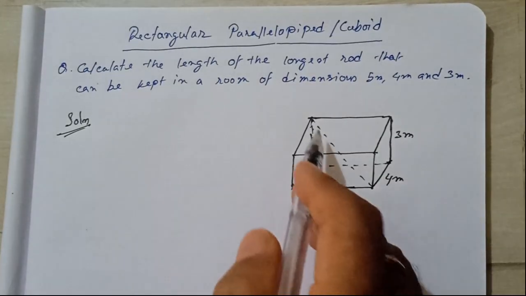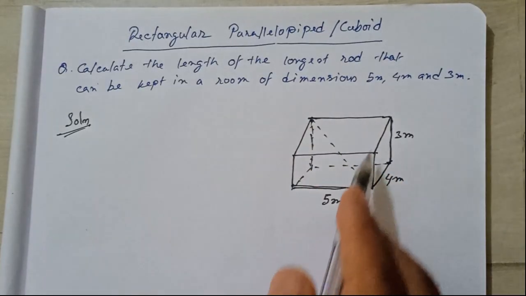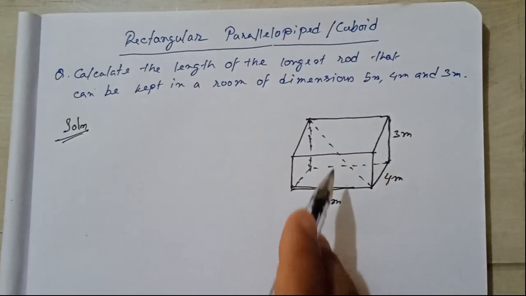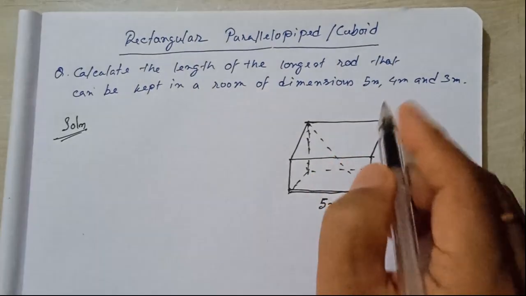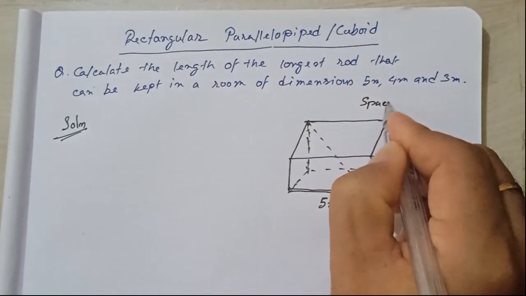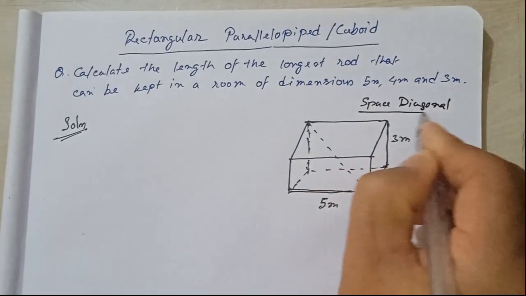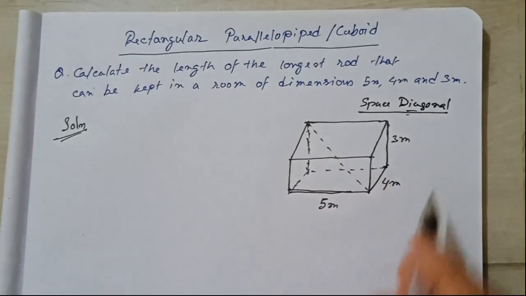Okay, the line can be drawn from this vertex to the opposite vertex, or this vertex to the opposite vertex, or this vertex to the opposite vertex. It will be same. So this line is the longest one, the longest line that can be drawn inside the cuboid or the room. This is also known as space diagonal, okay, or body diagonal, or simply we say it is diagonal.